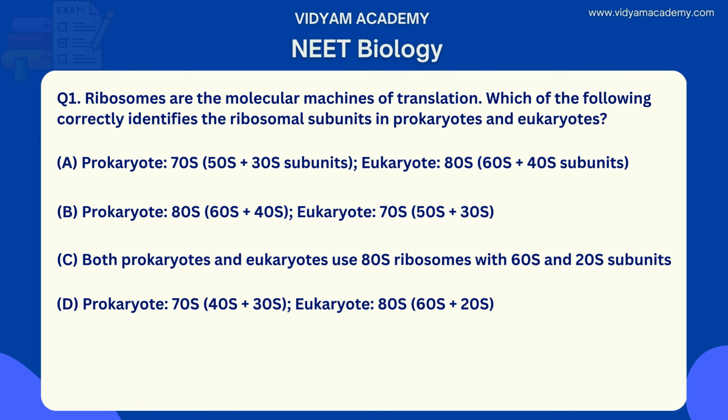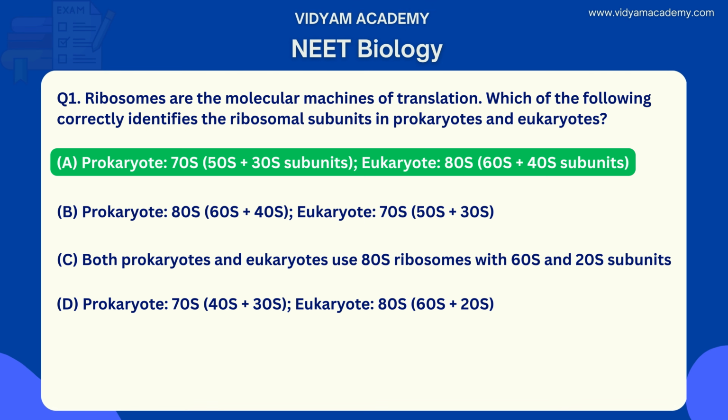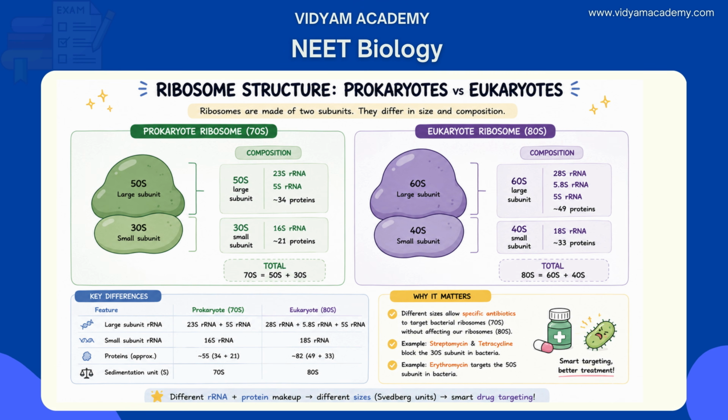What is the right answer for this question? Would you guess the right answer? Let's check whether your guess is right or wrong. Option A is the right answer for this question. Let's see how and why. These are ribonucleoprotein complexes made up of RNA and proteins.